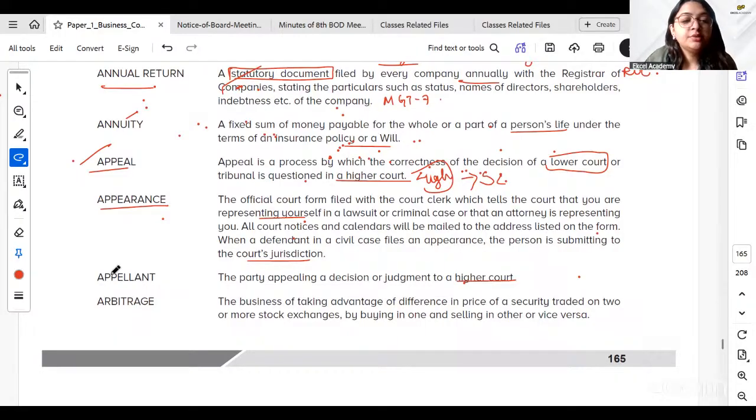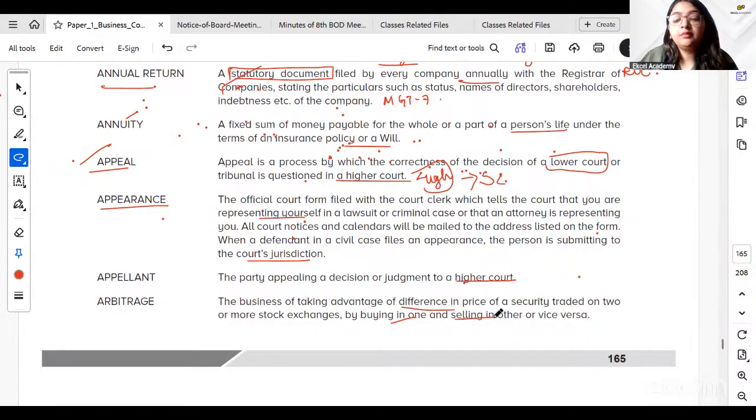So arbitrage is the business of taking advantage of difference in price of a security traded on two or more stock exchanges, right? So what happens in this case? Let's say, for example, you hold the stock in one stock market where it is being sold at 100 rupees, right? So you purchase it from there and you sell it at a stock market where the same stock is sold for 150 rupees. So you are gaining an advantage of 50 rupees in that case, all right? So what I have done, I have taken the advantage of the difference in the price of a security traded on two or more stock exchanges by buying in one and selling in the other.